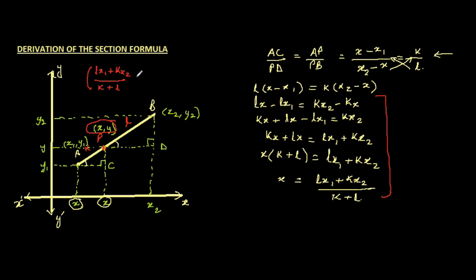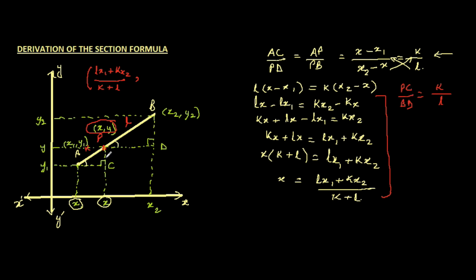That is the x coordinate, and we need to find the y coordinate now, and once we do that, we'll get it as an ordered pair, and those would be the coordinates of the point P. Now I don't need to go into the same derivation again. I can just say that because these both are similar triangles, therefore the ratio PC over BD, which is the perpendiculars of both the triangles, should be in the same ratio as k is to l, and we need to find the value of PC and BD.